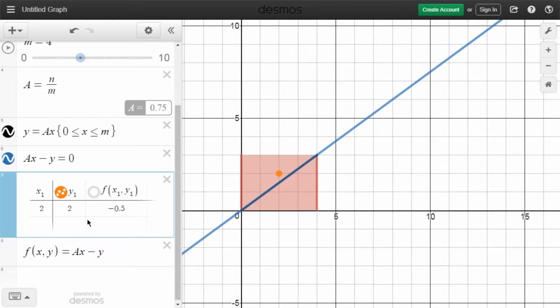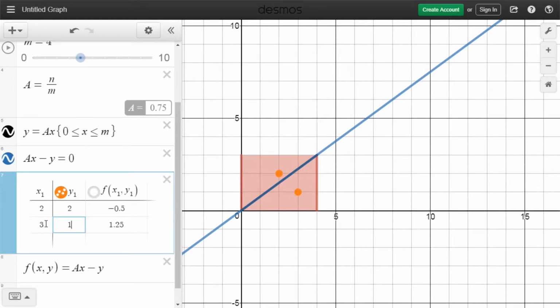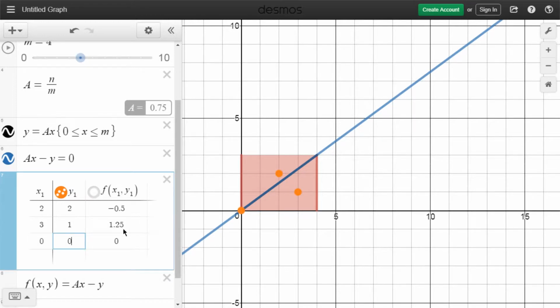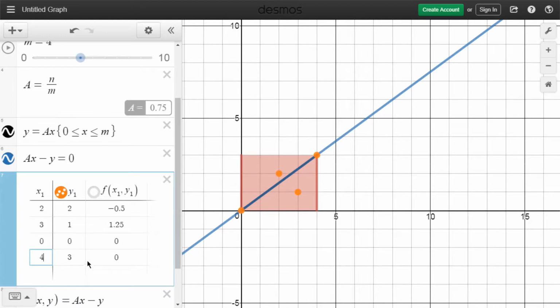Now, I'm not getting 0, which means it's not lying on the line, and that checks out. It's consistent so far. What if I gave it something like 3, 1? Now it's a positive number, but it's not 0, so that makes sense. It's not on the line. All right, let's try something that we know is on the line. Let's go with 0, 0. That's definitely on the line, and there we go, we're getting 0 for that one. Even if we went with 4, 3, we get a 0. Cool. So we get a 0 for stuff that's on the line. We get not 0 for stuff that's not on the line.